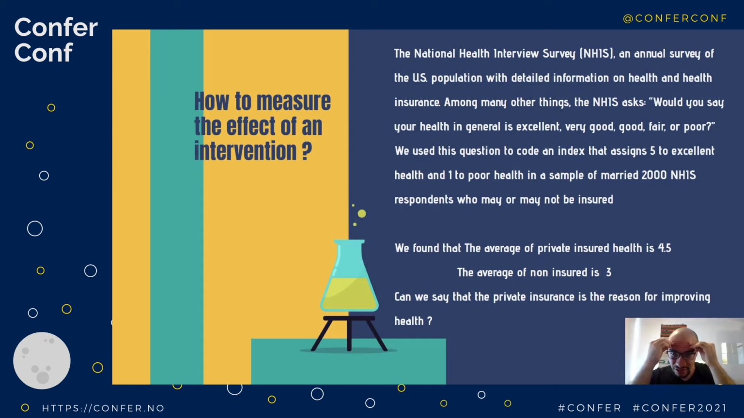When they asked people, they found that, on average, people who have private health insurance had an average of 4.5. And citizens who don't have health insurance, the average of their health is 3. Can we say that the private insurance is the reason for improving health condition?